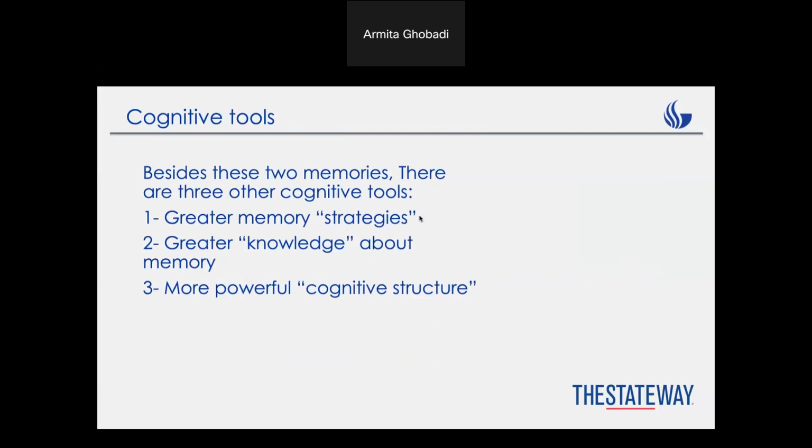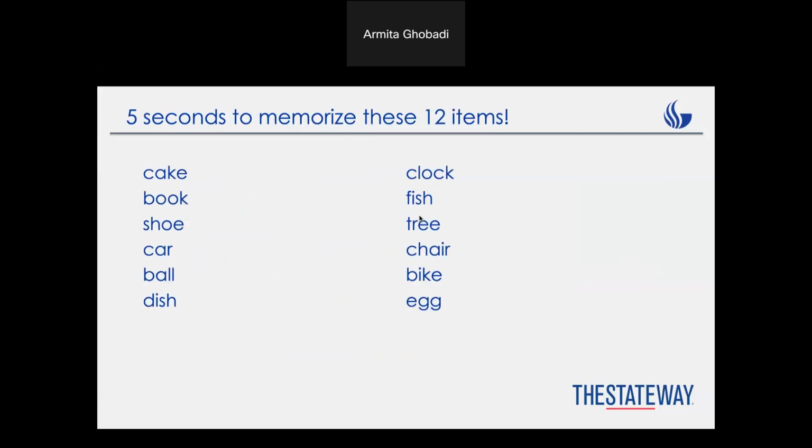This is the main difference. So there are some cognitive tools that can help us resolve a task in front of us. Number 1 is greater memory strategies. Number 2 is greater knowledge about memory. And the last one is cognitive structure. I'll give you 5 seconds to memorize these 12 items.